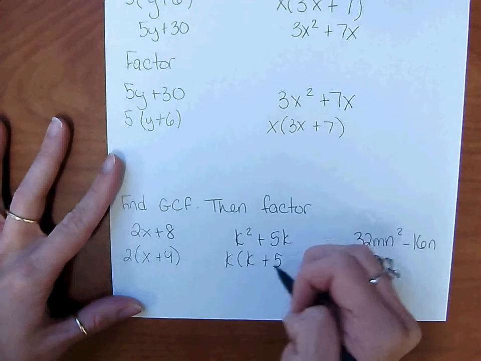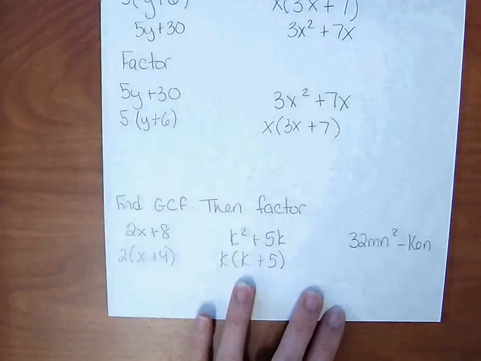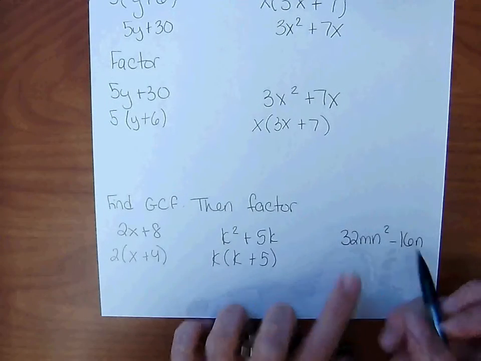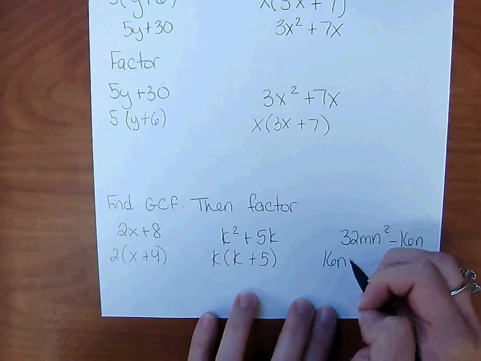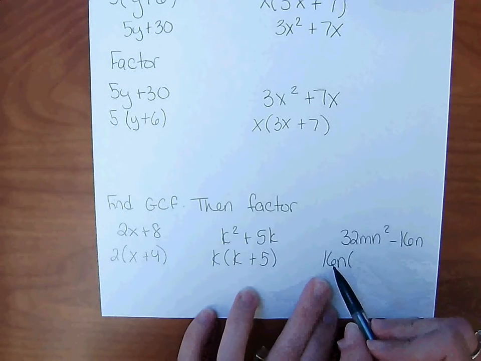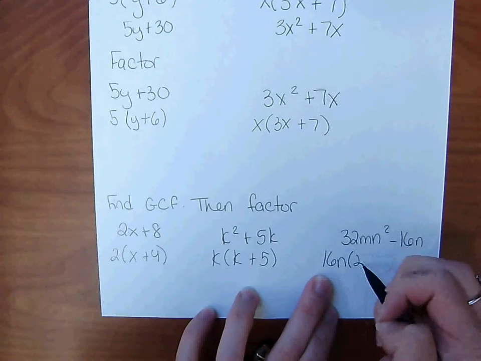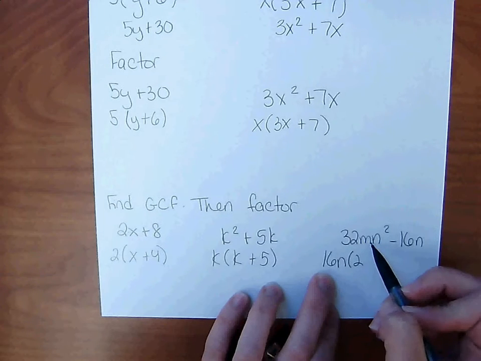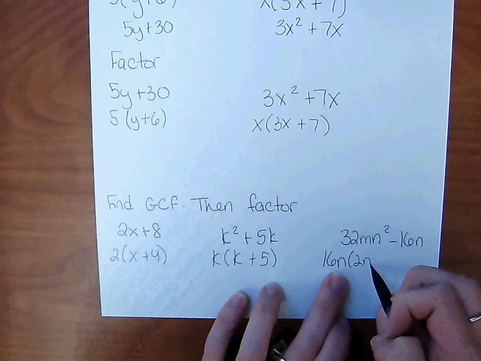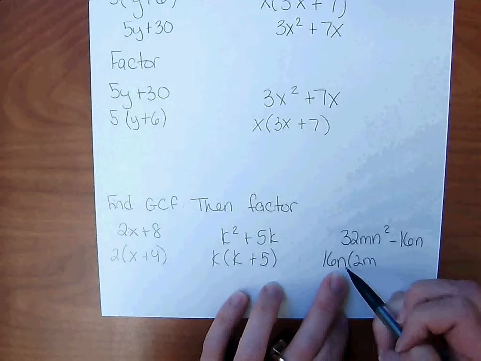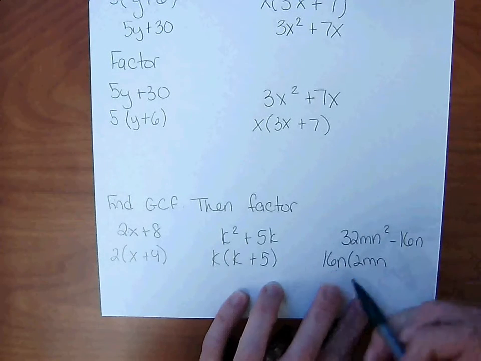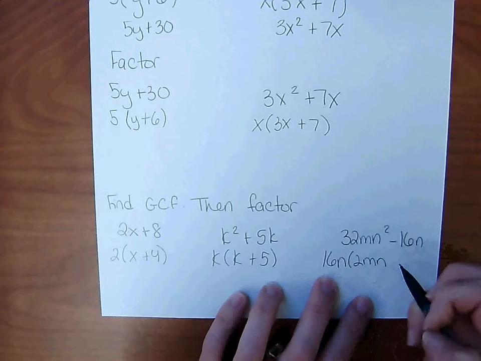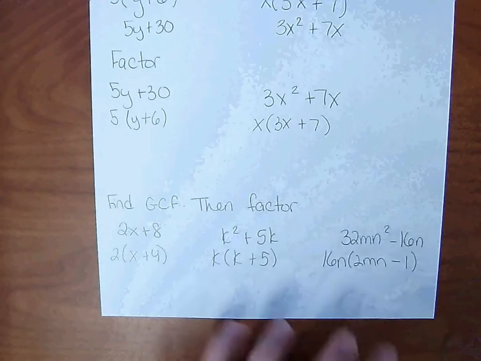5. For the last one, I can pull out a 16 from both terms, and I can also pull out an n from both terms. So 16 times 2 is 32. There's an m up here, but no m here, so I have to multiply it by an m. And then n times n would give you n squared. And then 16n times a negative 1 is negative 16n.